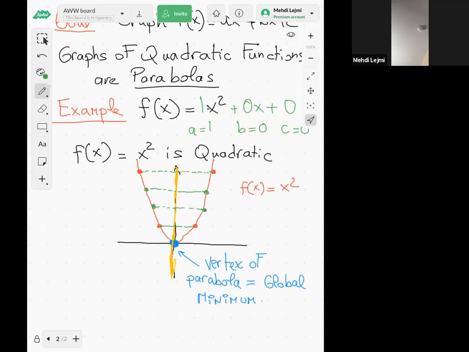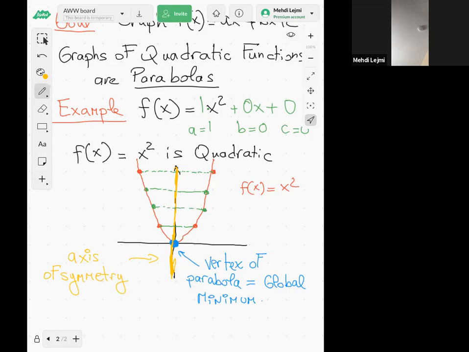So this y-axis is actually an axis of symmetry. This is an axis of symmetry. So your parabola is symmetric about this y-axis, right?